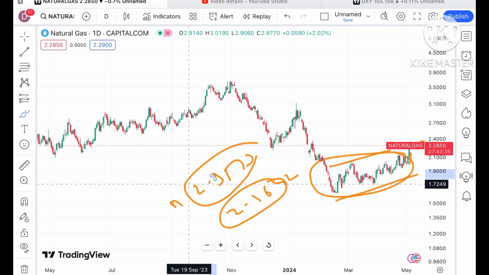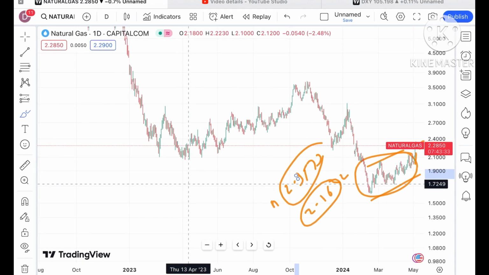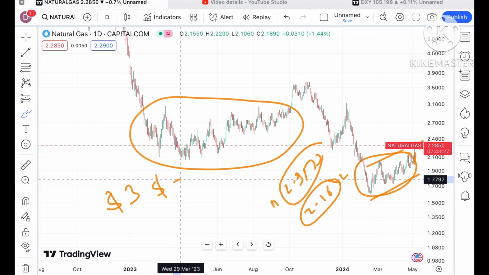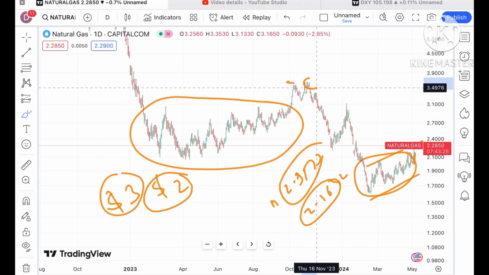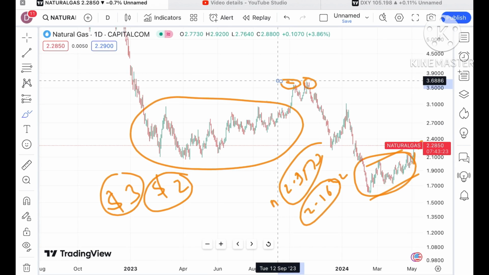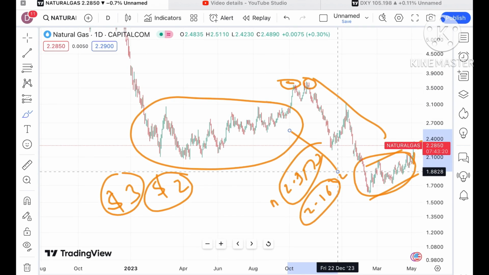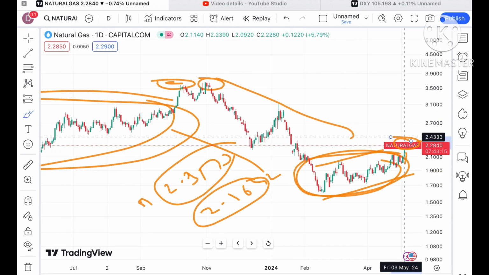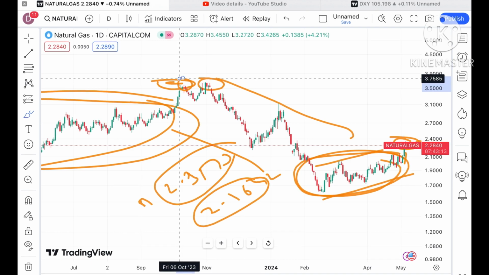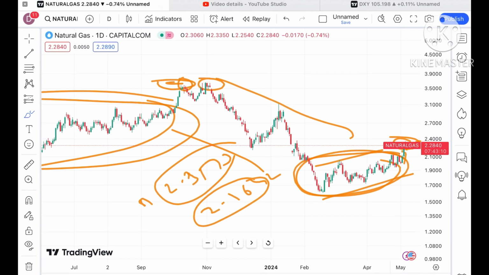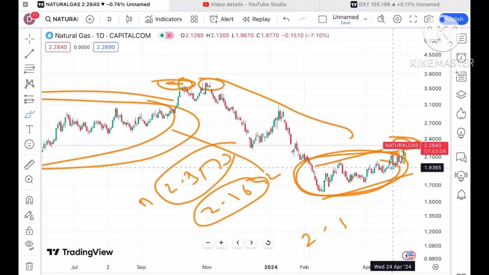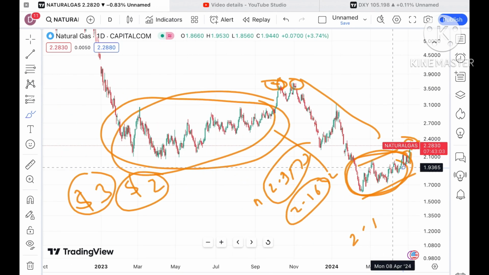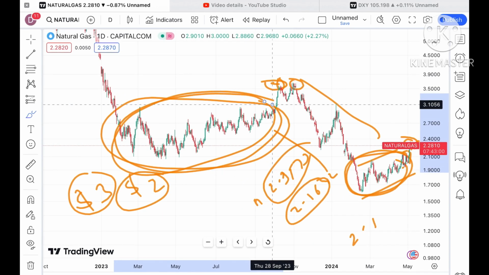I'll show you the dollar index also, but first you have to see how the natural gas price has moved. This was the zone where the price moved between 3 and 2 for quite some time. As soon as the zone breakout happened, we saw two highs, 3.5 and 3.6. After that there was a continuous fall. Now the same pattern is created here. It has made a high of around 2.3. Similarly, there is a probability it can come down again and touch a level of 2.18, and then make another high of around 2.3, and then move again in this zone.